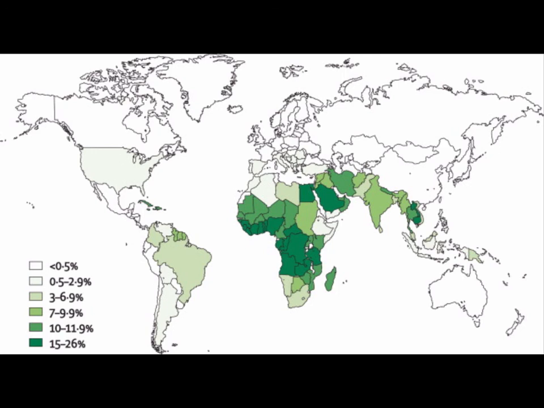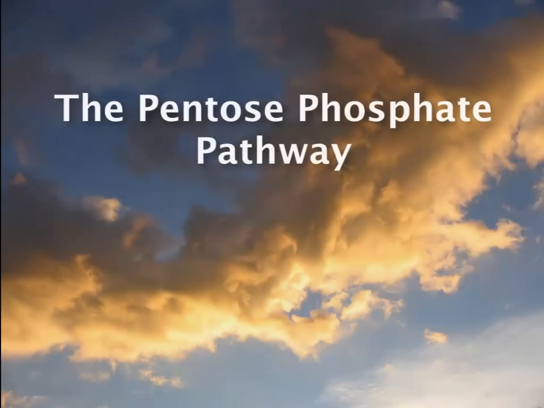G6PD deficiency is thought to be the most common inherited disease in the human population. There are over 400 million people affected. This figure shows the distribution of the disease worldwide, and you can see that it's prevalent in Africa and Middle Eastern countries. The reason for this distribution and for the widespread occurrence of the disease is that affected individuals have resistance to the malaria parasite, which invades and reproduces in host erythrocytes. And this completes our video on the pentose phosphate pathway.